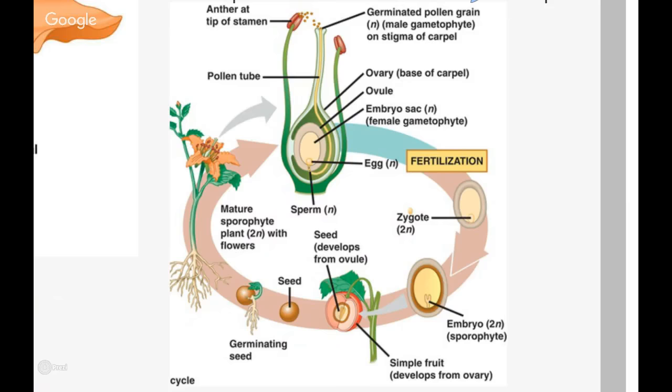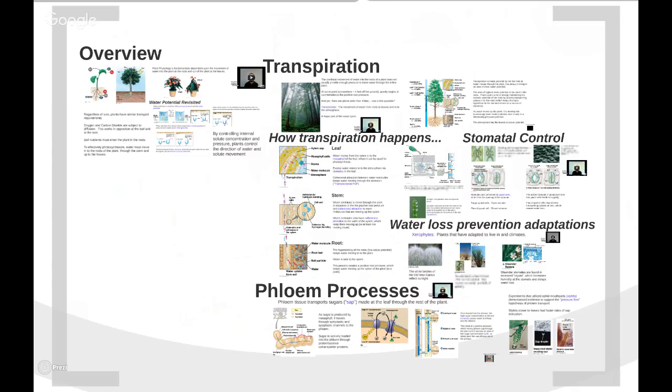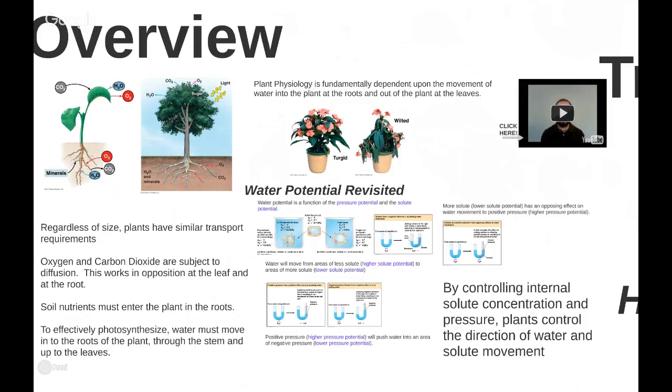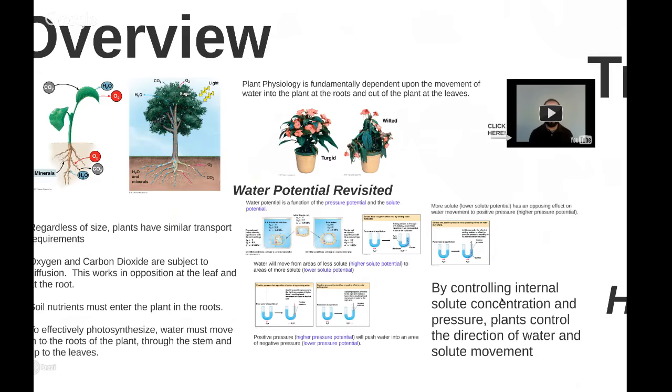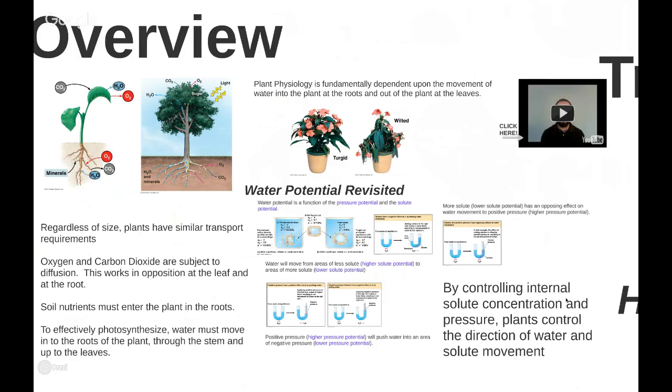All right, and then we got into plant transportation. How do we move needed materials around a plant? So just a general overview. Regardless of size, plants have very similar transport requirements. They have to get oxygen and carbon dioxide to the leaves for both photosynthesis in terms of carbon dioxide and for cell respiration with the use of oxygen. This is typically done just with diffusion.